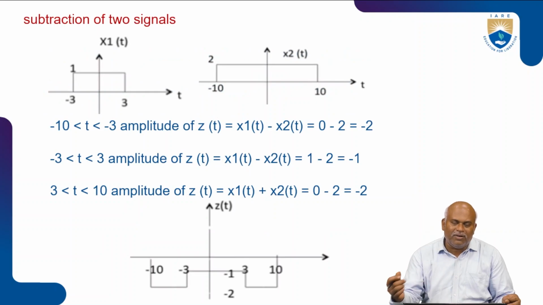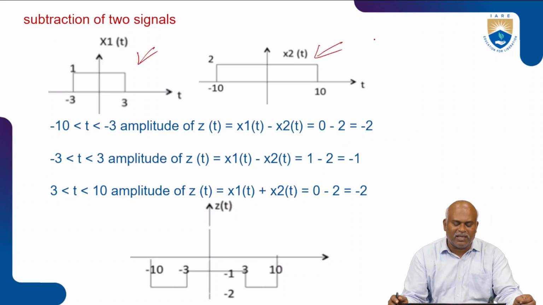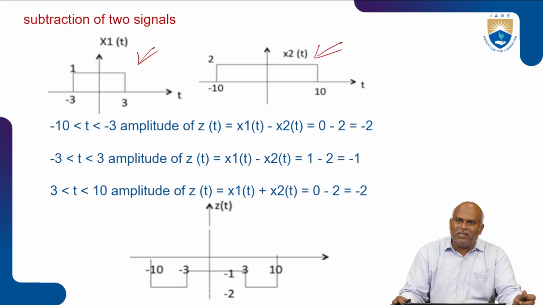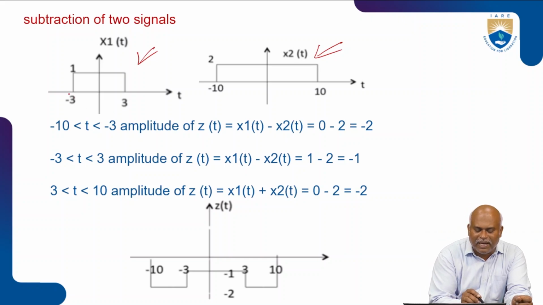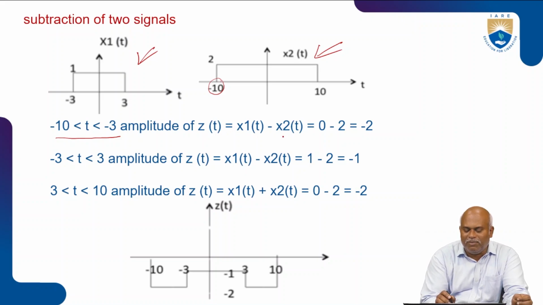Next, the same way we add, we need to subtract also. Here I take two different signals. This is x1 of t, this is x2 of t. X1 of t amplitude is equal to 1 for the time interval of minus 3 to plus 3. The x2 of t amplitude is equal to 2 for the time interval of minus 10 to plus 10. Now, for minus 10 less than t less than minus 3, the amplitude value z of t is equal to x1 of t minus x2 of t, that is 0 minus 2 equal to minus 2.